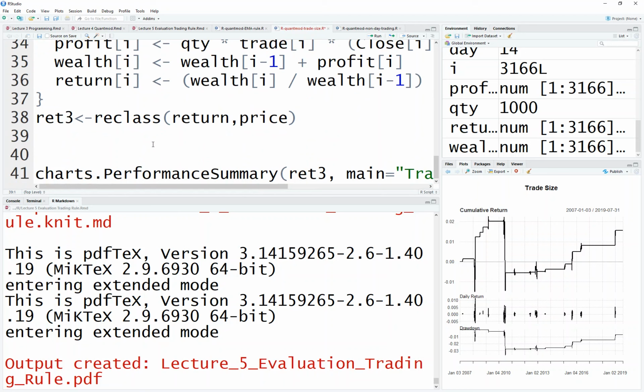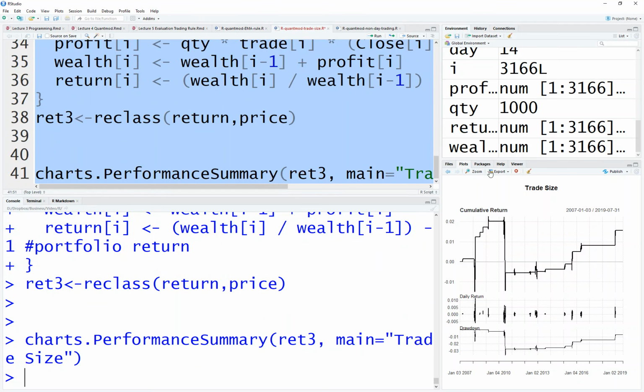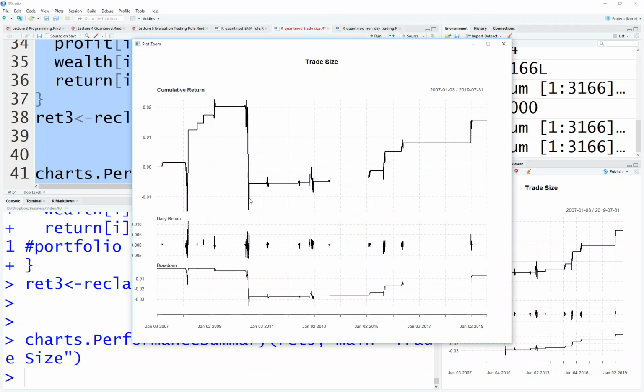So let's put together and run it. See the same graph as in the slide. Okay, and the return is not very good, but it's just about 1% over so many years. But the drawdown is also very small. You can see the drawdown is 3%. Okay, so it's a very conservative strategy.